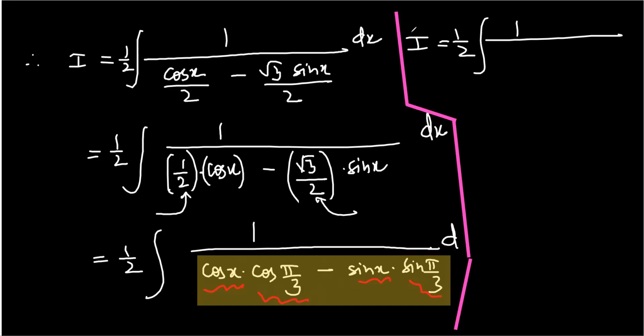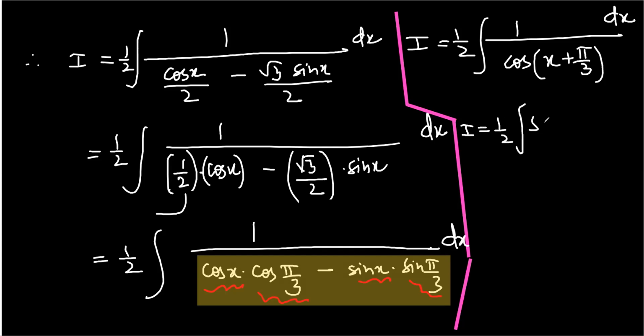So the next step, I write cos of A plus B, that is cos of x plus pi by 3, and dx. And see students, you got 1 upon cos. 1 upon cos is sec, so you have I equals 1 over 2 integral sec of x plus pi by 3 dx. Now what is this? You all know integration of sec x dx. It is log of sec x plus tan x plus c.